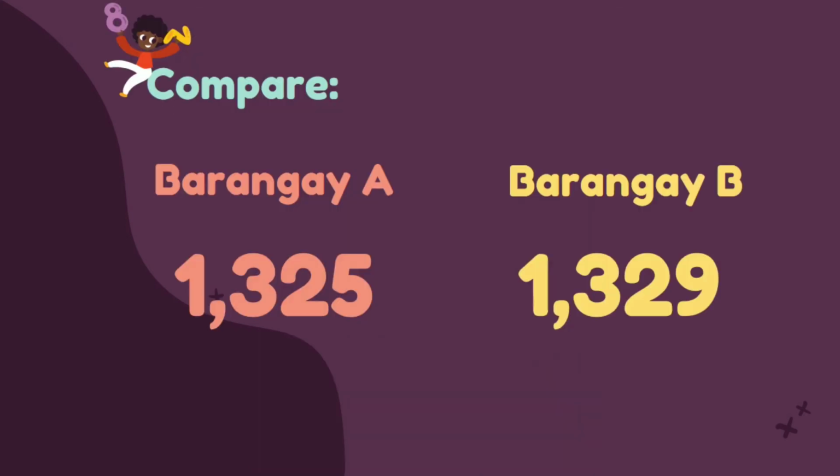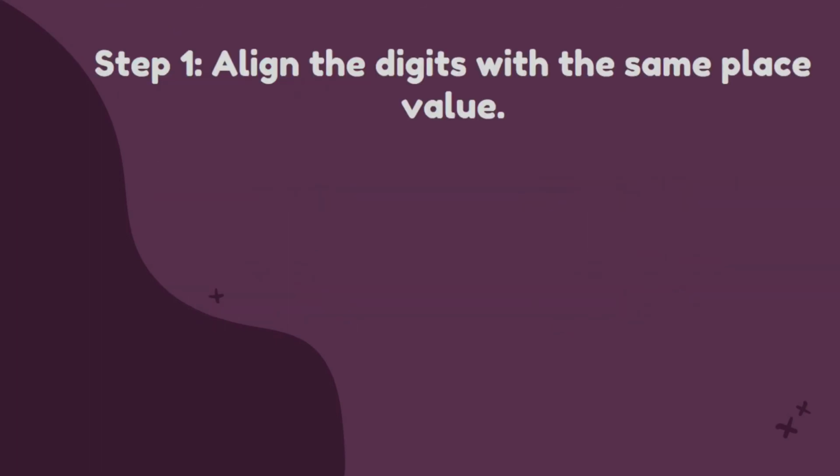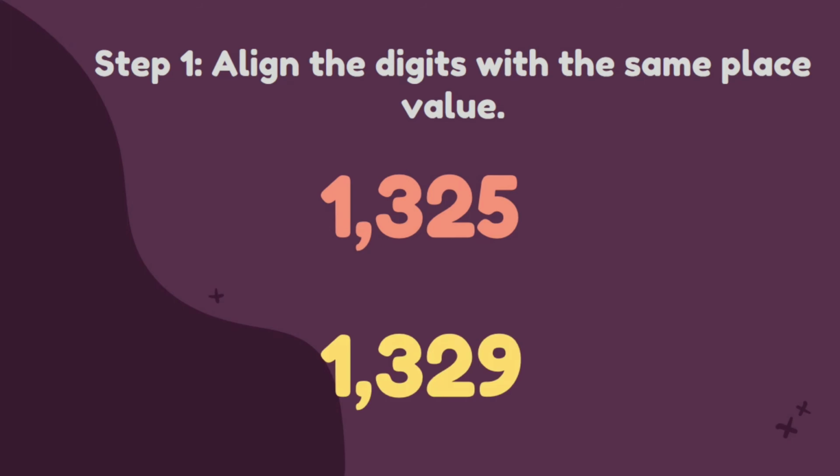Let's go back to our example a while ago. Barangay A has 1,325 voters, while Barangay B has 1,329 voters. Now, let us try to compare the two numbers using relation symbols. In comparing numbers using relation symbols, we can follow some steps. Step 1. Align the digits with the same place value. So we align the digits of 1,325 and 1,329.